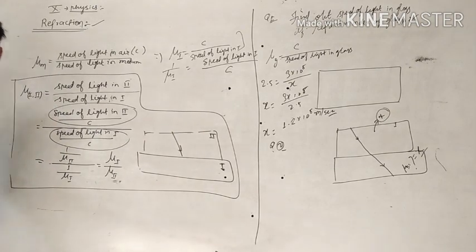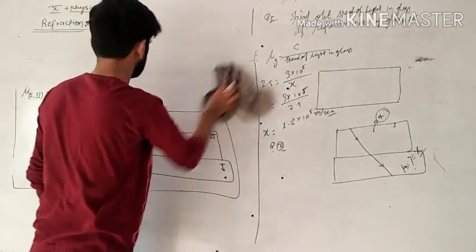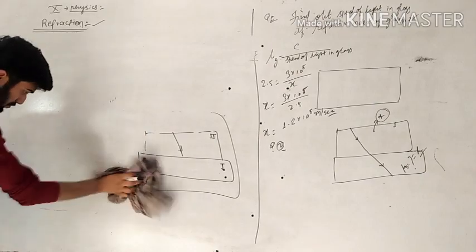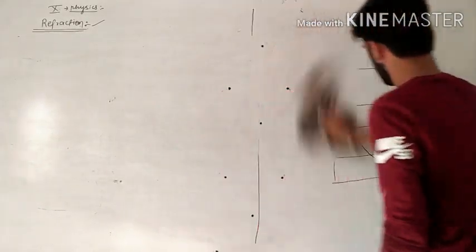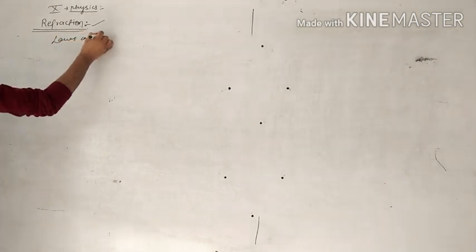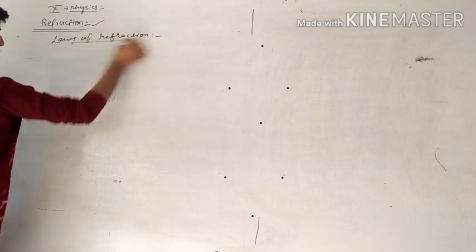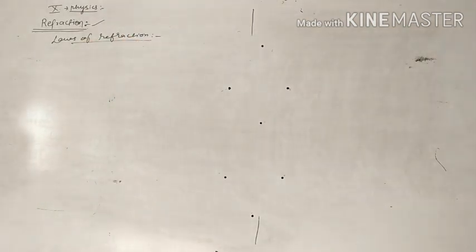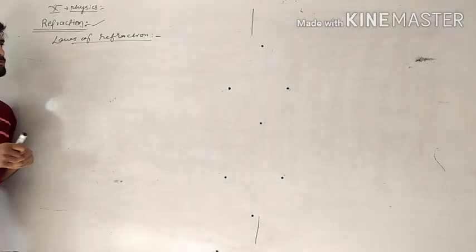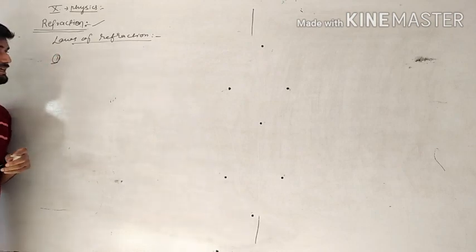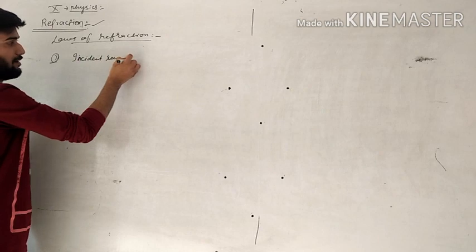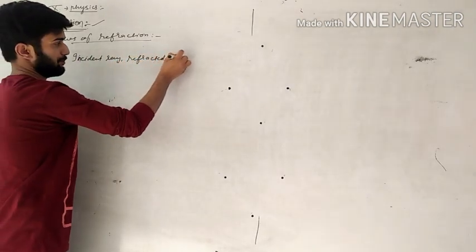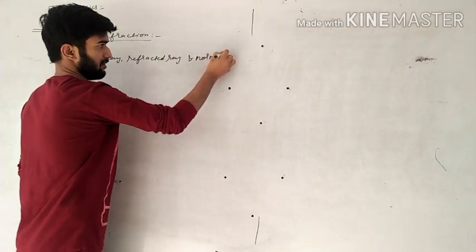Okay. So our next topic is laws of refraction. Just like reflection, there are two laws of refraction also. The first one is similar to the laws of reflection, that is, the incident ray, the refracted ray and the normal all lie on the same plane.